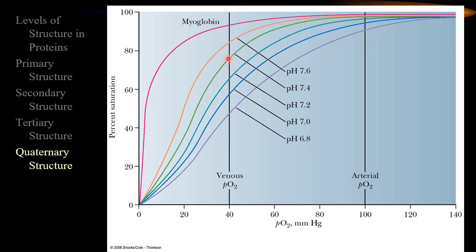But under more acidic conditions, notice that the drop in oxygen is much more dramatic. So pH is 6.8. So the lower the pH, the less the hemoglobin holds on to oxygen. Okay. So once again, that's one of the secrets of hemoglobin, such that it's able to function as an oxygen transport molecule.